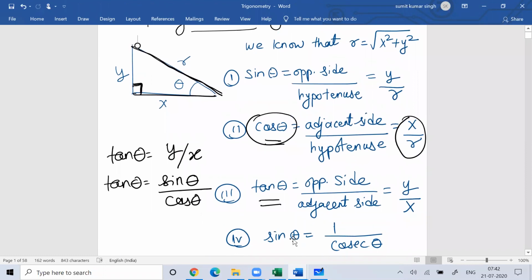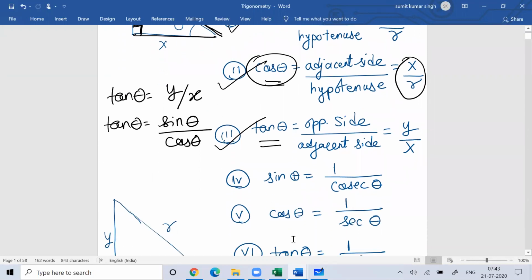So you have understood sine theta. Sine theta is perpendicular divided by hypotenuse, cos theta is base divided by hypotenuse, and tan theta is perpendicular divided by base. So we are clear with the concept of sine theta, cos theta, and tan theta.